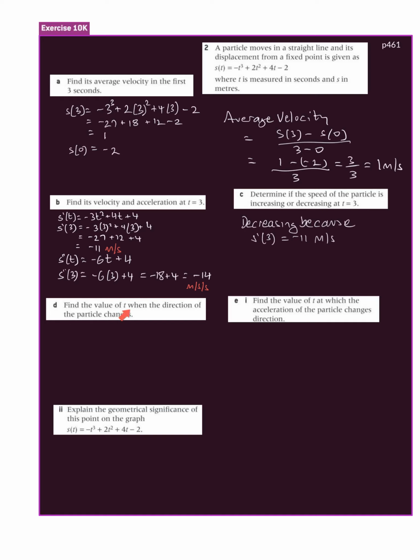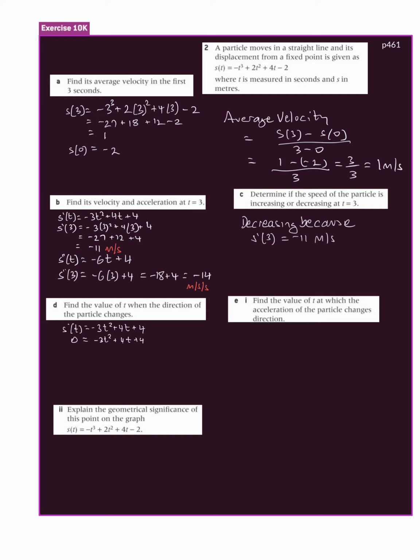Okay, number 4, find the value of t when the direction of the particle changes. Now this is going to happen where the derivative, or the velocity, changes from plus to minus, or minus to plus. In this case, plus to minus. Okay, so that would be the roots of this. Let's look at that. So we have to find t when this equals 0. That will give us the roots where it's crossing the x-axis. All right, so we need to solve that.